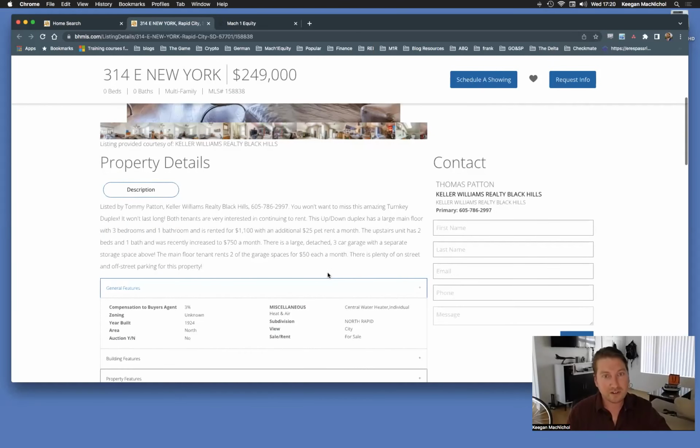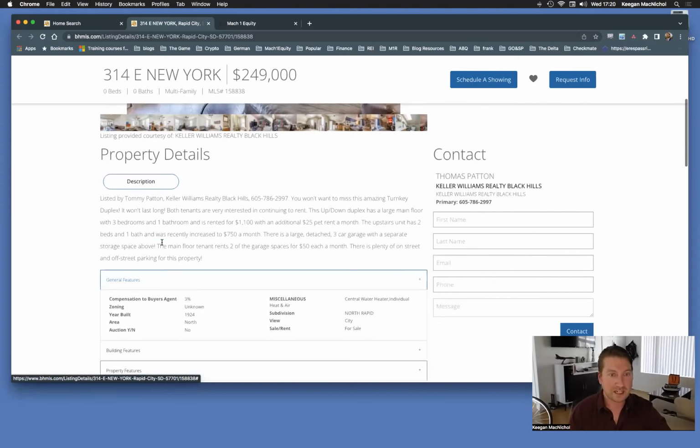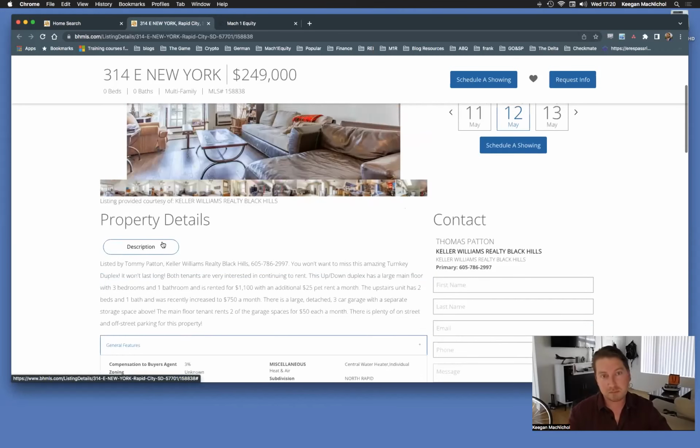Okay, so now I've gone through the pictures. I'm not going to go through every single one, but that's the idea. You want to get an idea of kind of what this is, and it seems pretty nice. Seems like it's well kept.